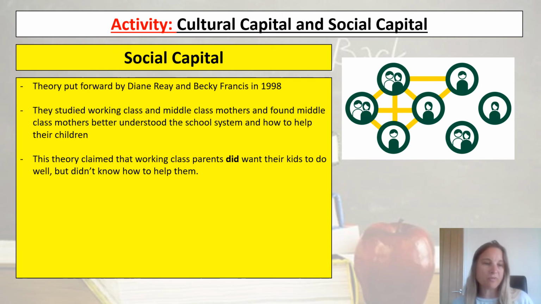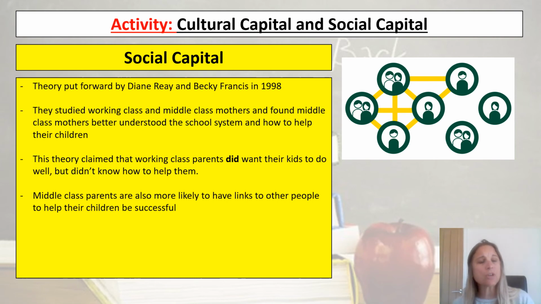So what was thought before, as I said to you earlier, was that working class families don't value education, they don't think it's important. They said, no, that's not true. What they said was true was that working class parents did want their children to do well. It was important to them, but they didn't know how to help them. And they said also that middle class parents have links with other people to help their children be successful.